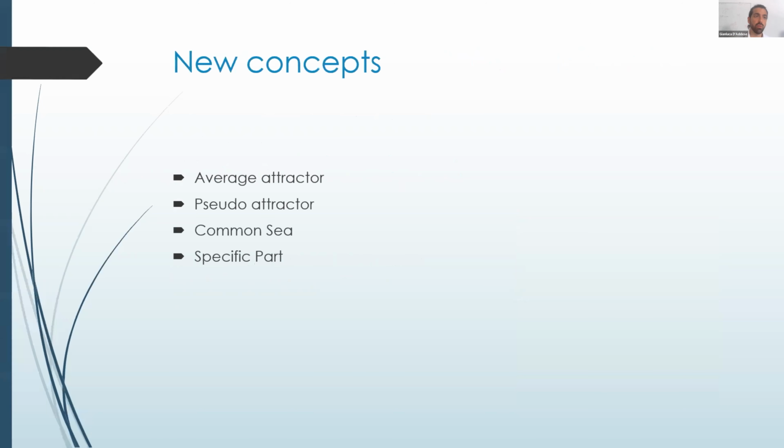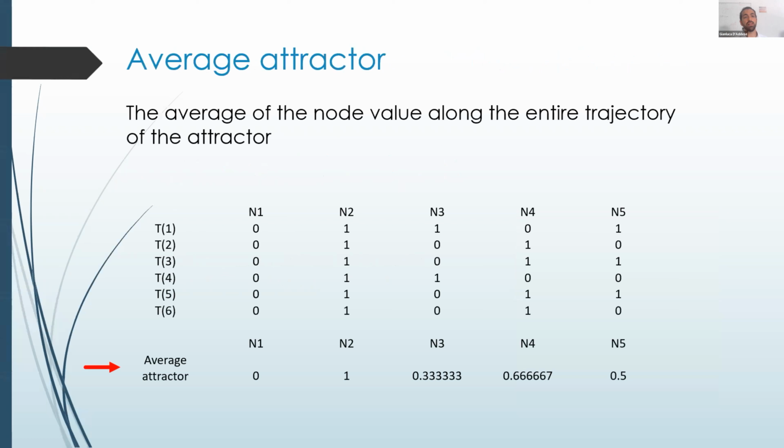Now that I have explained the basics of the random network, we can go through the new concept presented in this article. We have a couple of new ideas on how to see the attractor and the division of the network in two different parts. Starting with the average attractor, the idea is to compress the information of all the values of the nodes during the state of the attractor.